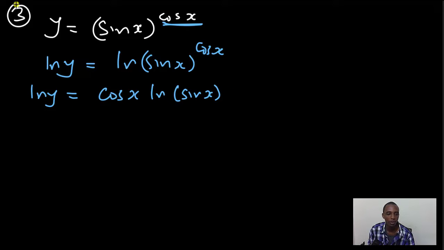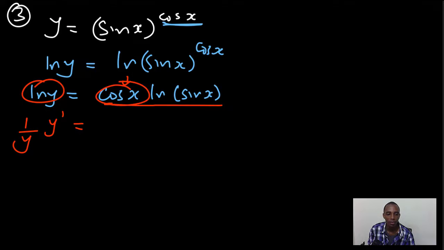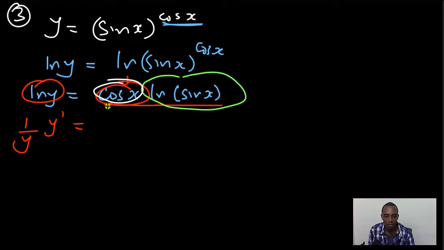Okay, so proceeding, the derivative of natural log of y is 1 over y. I'll just use y prime. Okay, so this is a product of two functions. As you can see, we've got this function here. We've also got this function here. So we'll use product rule. Let's begin with this function here. We keep this function constant. So we take the derivative of natural log of sine x.